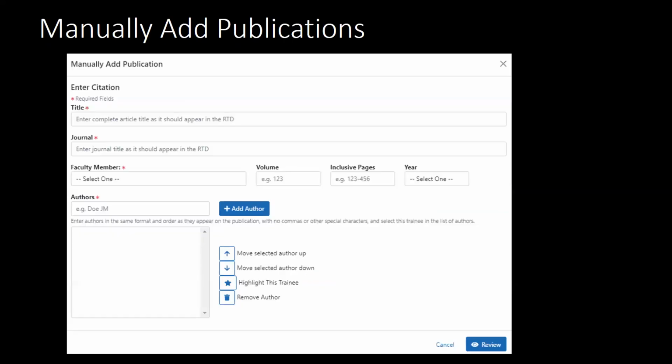You can also manually add publications. I know there are some disciplines whose publications aren't always in PubMed. Bioinformatics, I know, is like that, so they might be published in other places. If it's not going to be in PubMed and have a PMID number, you're going to have to go in and manually add the citation, which is a lot more work, obviously. You have to add in the faculty member and then each individual author. So it's a little bit more arduous, that's for sure.